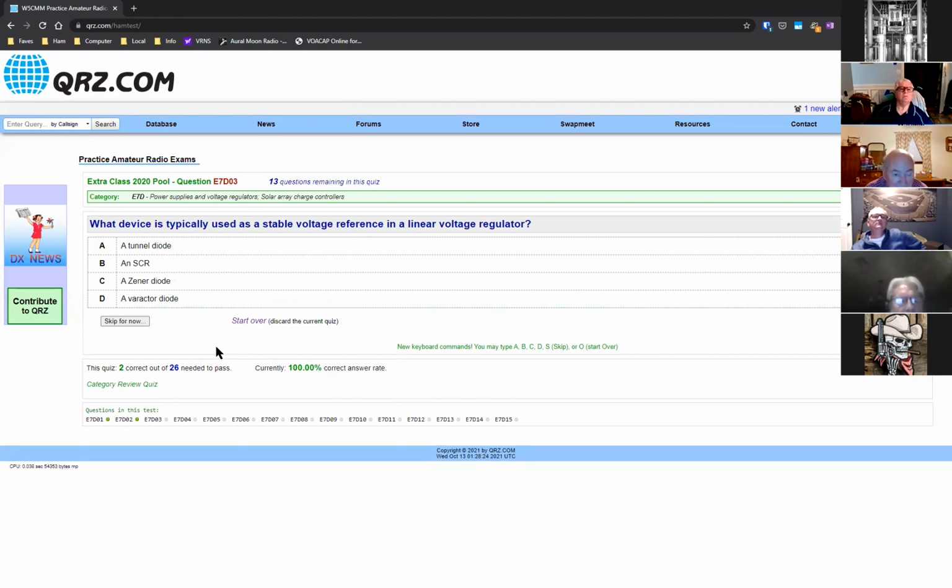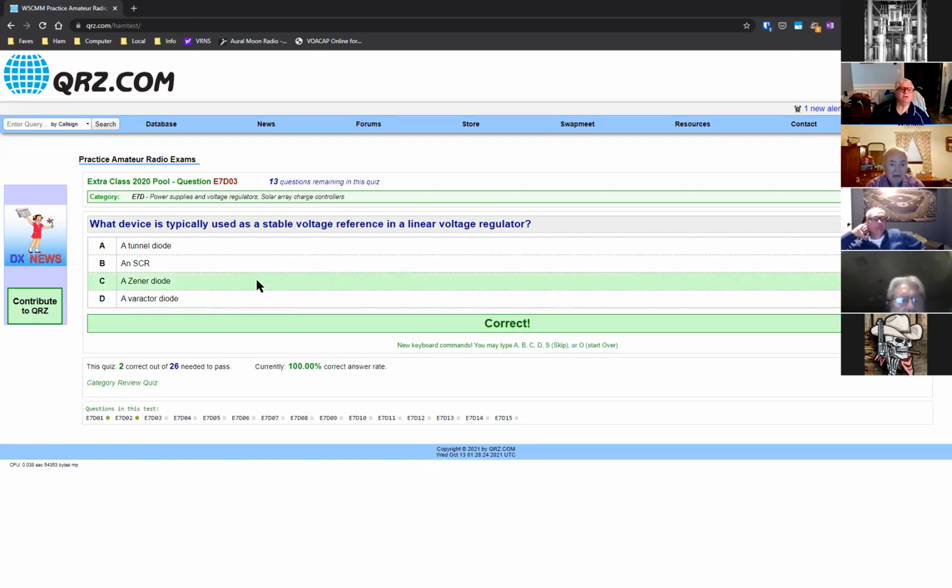What device is typically used as a stable voltage reference in a linear voltage regulator? C, yeah, Zener. C. Zener diode.